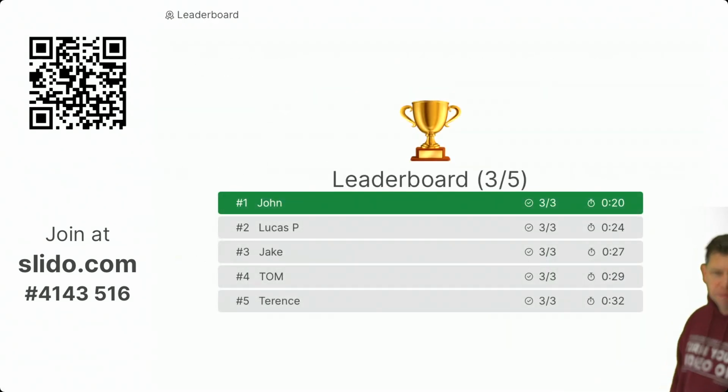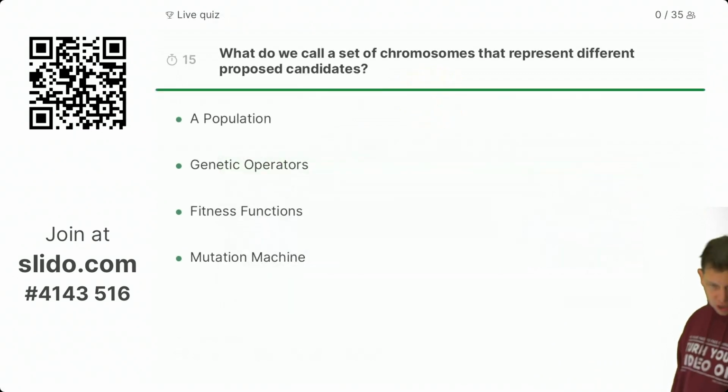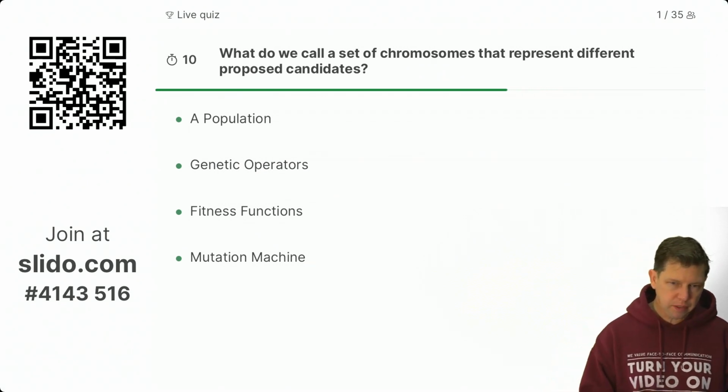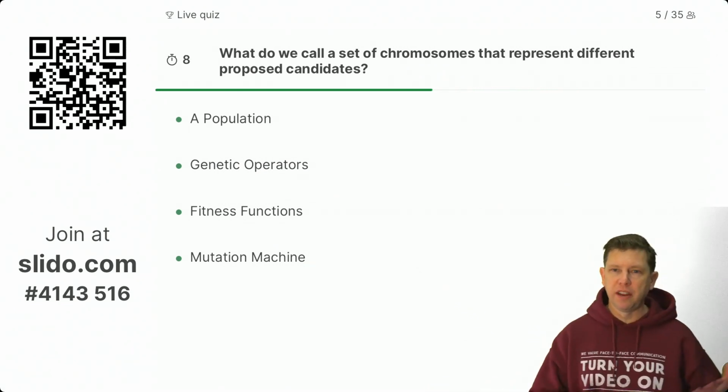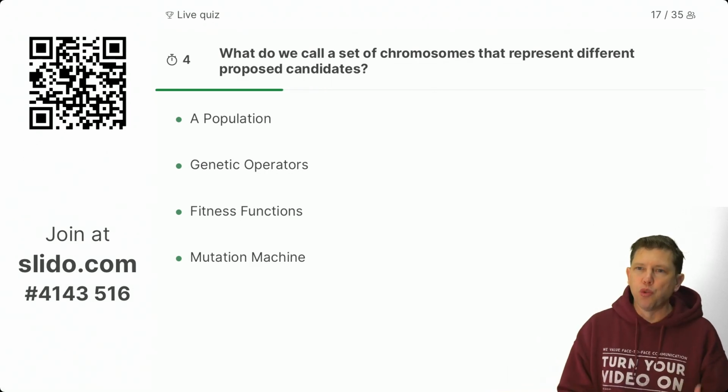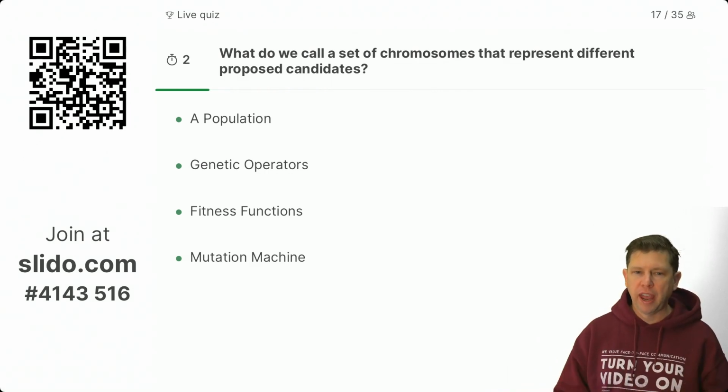And John, still in top spot, followed by Lucas, Jake, Tom, Terrence. What do we call a set of chromosomes that represent different proposed candidates? So we've got a bunch of chromosomes that represent different things. In our case, we're generally dealing with 2. What do we call that grouping of proposed candidates that are represented as chromosomes?